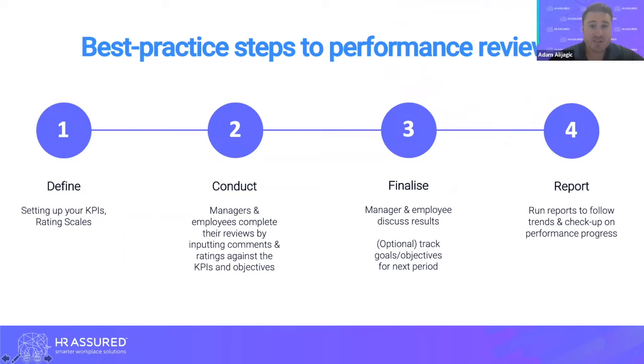So the best practice steps to performance reviews. Define: setting up your KPIs and rating scale. Now, what we're running through here is, as I mentioned, I will show you how it would look. Conduct: managers and employees both complete their reviews by inputting comments and ratings against the KPIs and objectives. Three, finalize: managers and employees discuss the results.